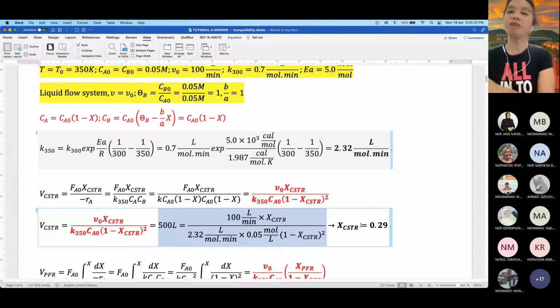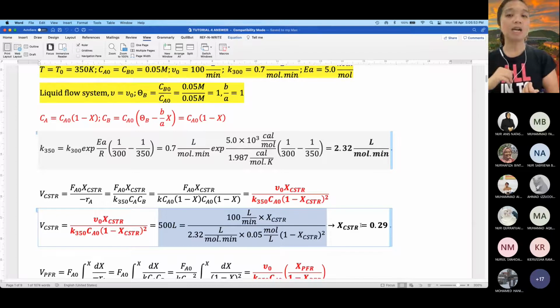Satu, jenis reaktor, dia mesti CSTR. Benda yang kedua, check dia mesti liquid phase. Kalau gas phase, equation dah berlainan. Ketiga, check the rate law. Rate law dalam soalan ni minus RA sama dengan k CA CB. So, kamu cari equation yang fulfill these three, betul lah equation tu.